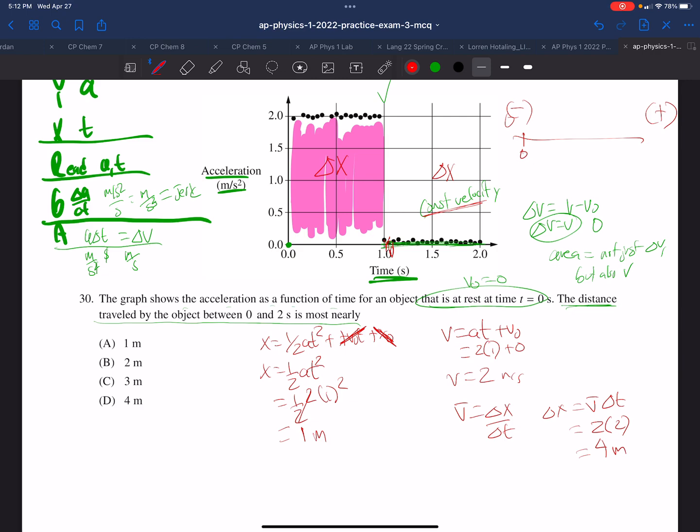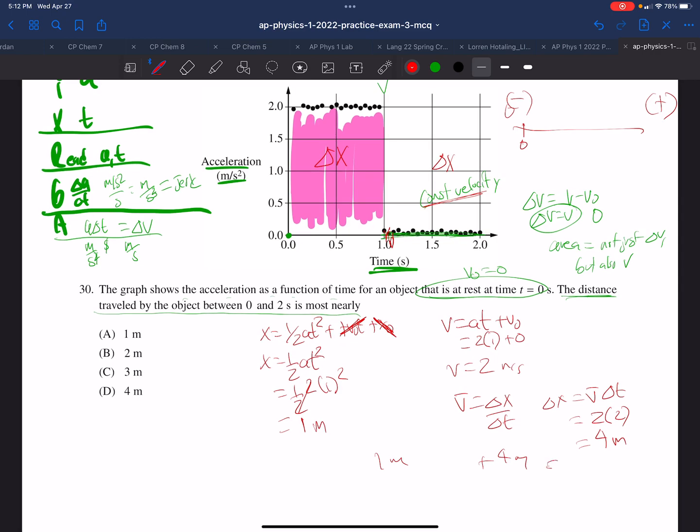Now it appears that if we add these two together, it's 1 meter plus 4 meters would be 5 meters. But the problem is the time that this traveled is not 2 seconds. The delta T is 1 second. So this should be 1 second, and that's 2 meters. So we have 1 meter plus 2 meters equals 3 meters. Choice C.